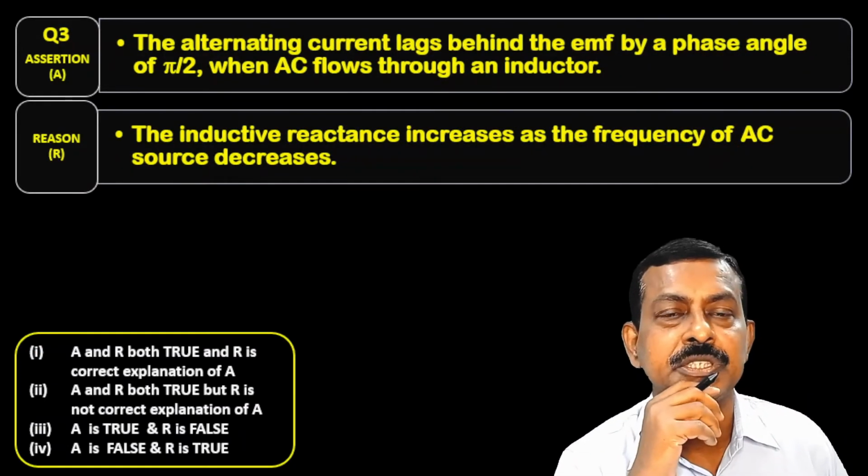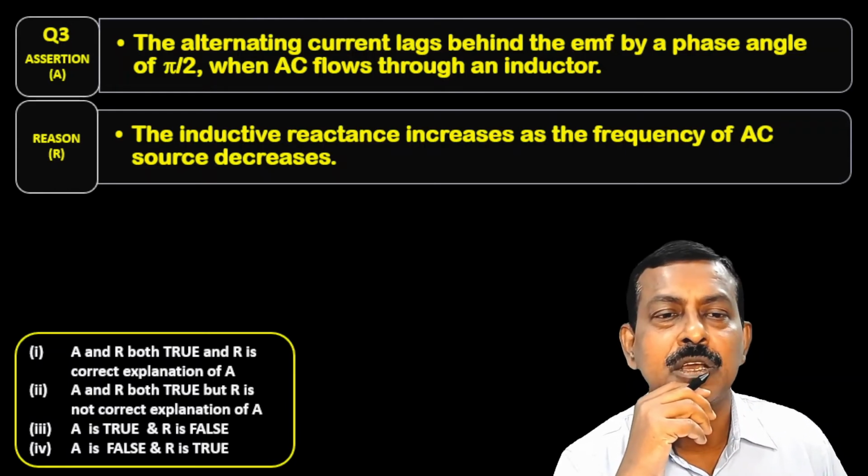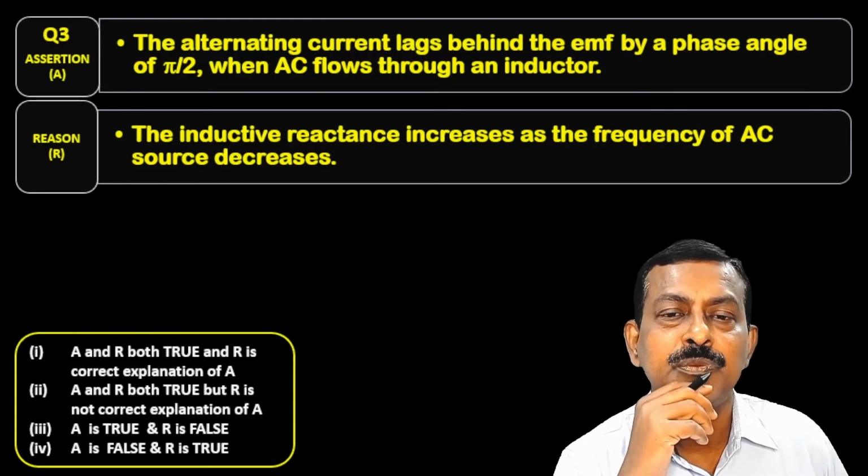Let's take the next question. The alternating frequency lags behind the EMF by a phase angle of pi/2 when AC flows through an inductor.